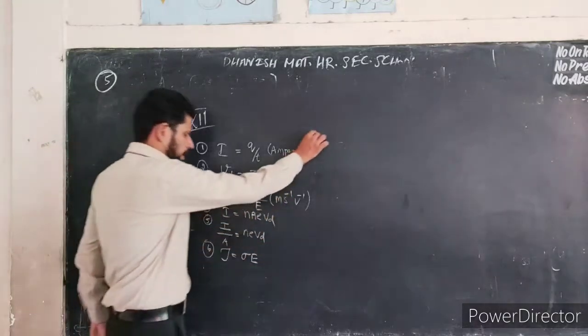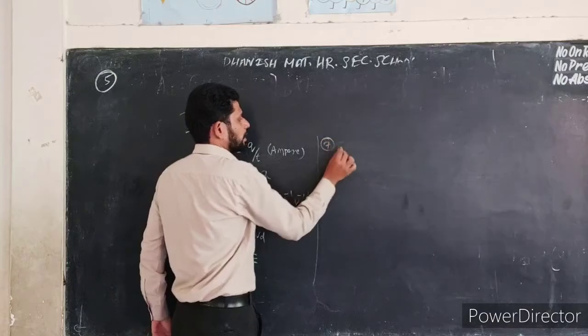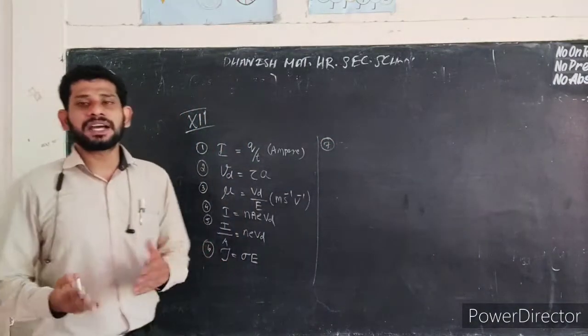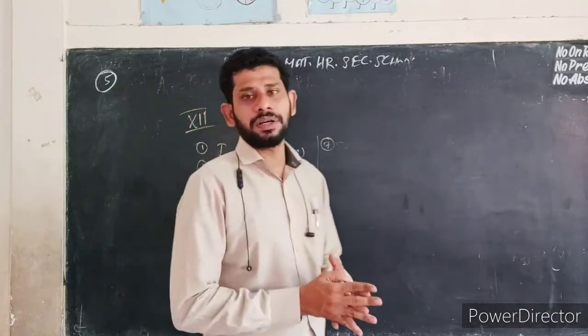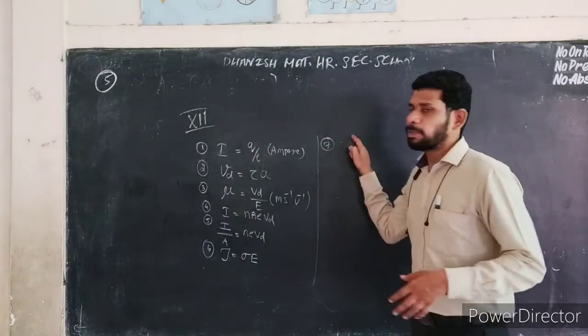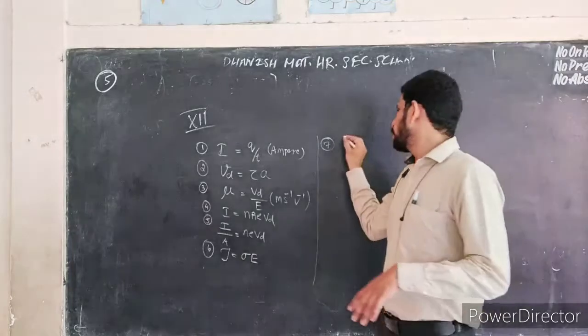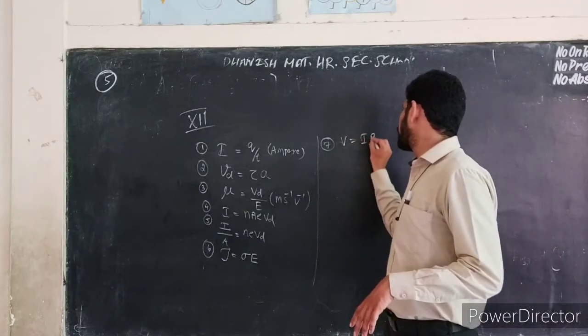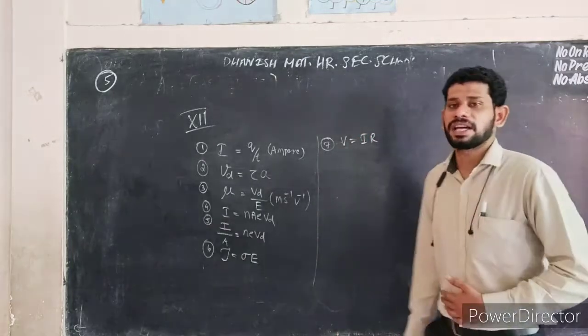And what is meant by Ohm's law? The potential difference across the conductor is directly proportional to the current developed in the conductor. V is directly proportional to I. So V equals I R, where R is the resistance which opposes the motion of the charges.